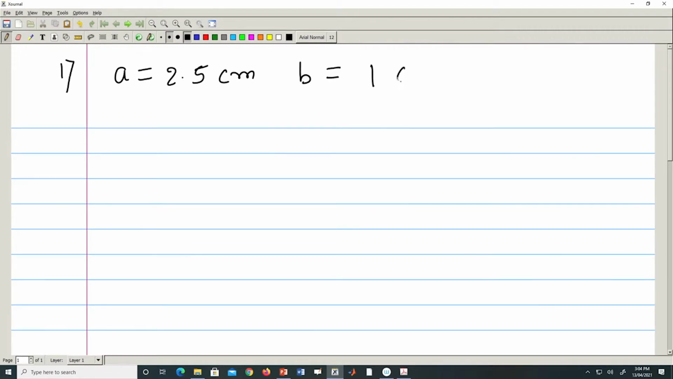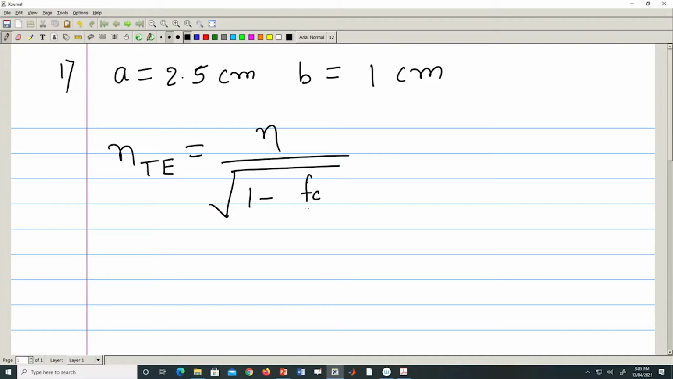So, we know eta TE, that is the wave impedance for the TE mode, equals eta, that is the free space impedance, divided by the square root of 1 minus fc upon f whole square. And for eta TM, the wave impedance is defined as eta times the square root of 1 minus fc by f whole square. So, like this we can define the wave impedance for the TE and TM modes.